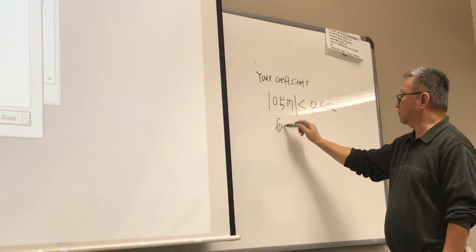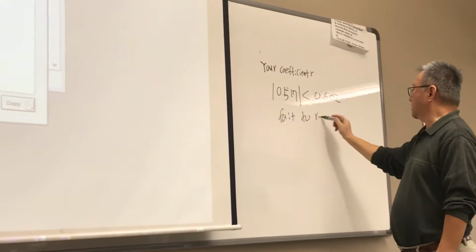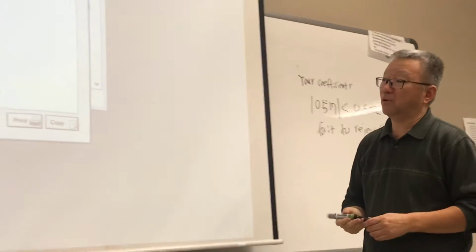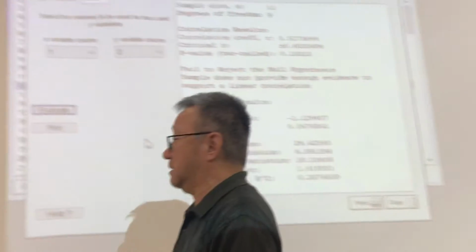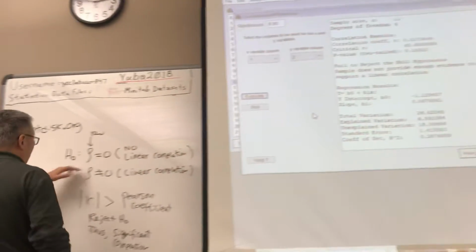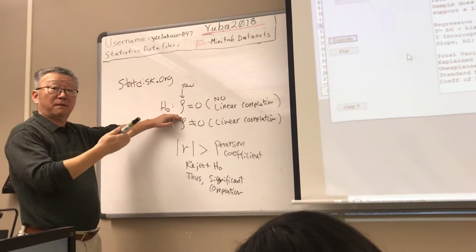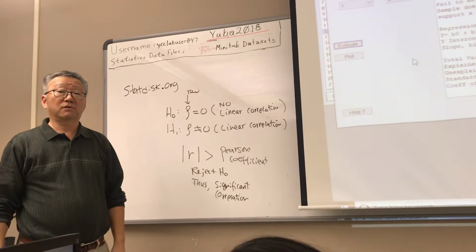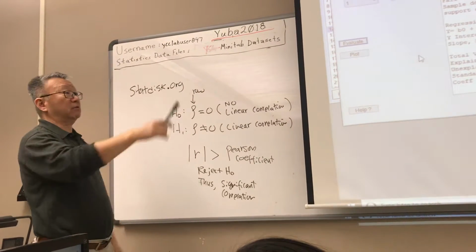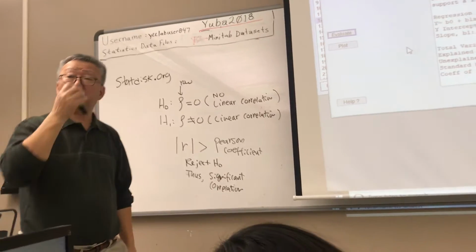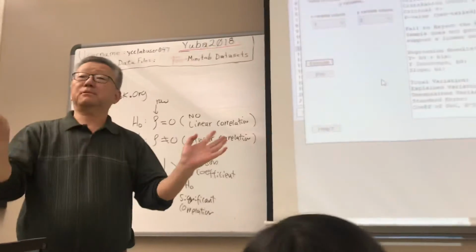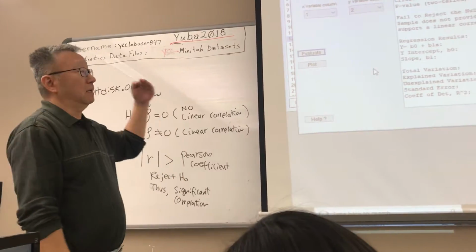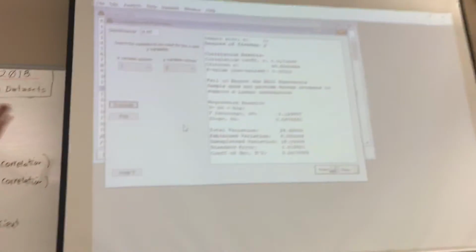Failing to reject the null hypothesis, going by the formal hypothesis test, means there's no linear correlation. So going back to the original claim from the loggers, there is no significant correlation between the number of fires and the acres burned.